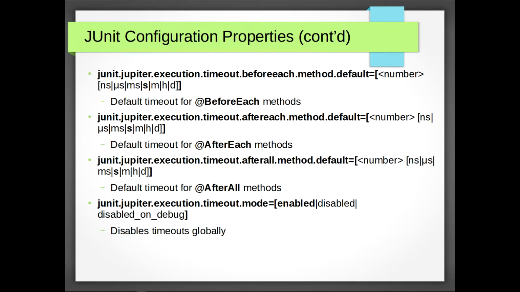The next one is going to be the default timeout for @AfterAll methods, and it is junit.jupiter.execution.timeout.afterall.method.default equals a number of either nanoseconds, microseconds, milliseconds, seconds, minutes, hours, or days. And I'm going to give you 45 seconds to write it out.